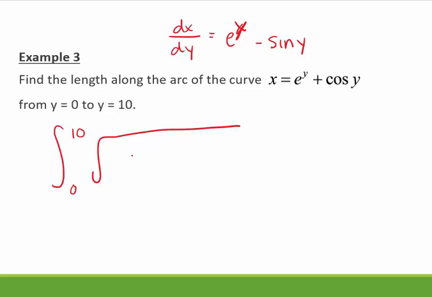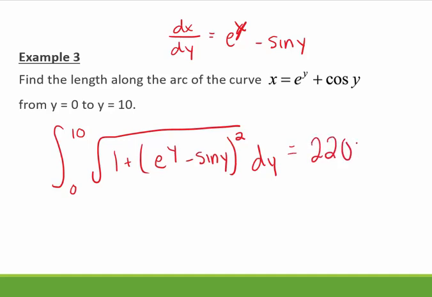Zero to 10 of 1 plus e to the y minus sine y squared dy. And again, that's plugging into your calculator. We get that value.